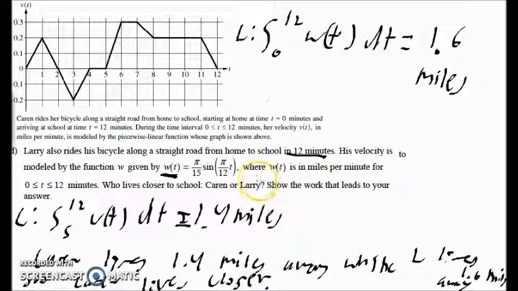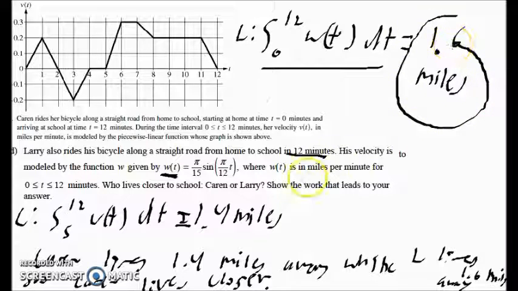So the scoring for this question would be 1 point for Larry's integral here, 1 point for Larry's value, 1.6 miles, and for Karen, there's 1 point for the value, and also incorporated into that point is our explanation and conclusion that she lives closer.